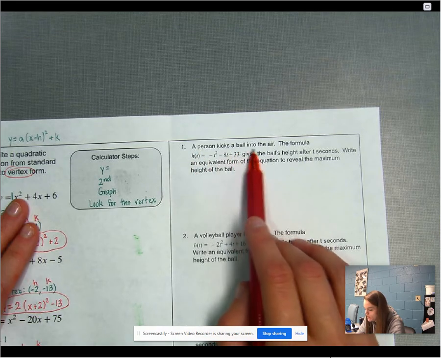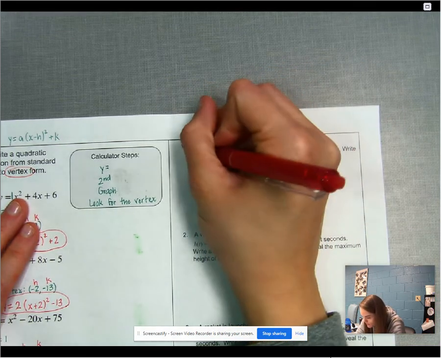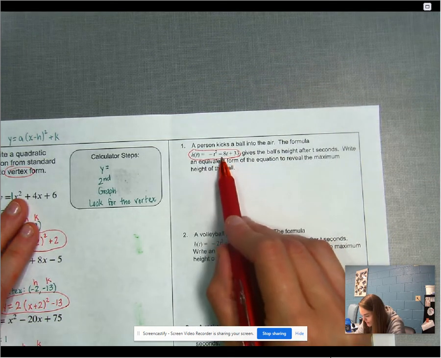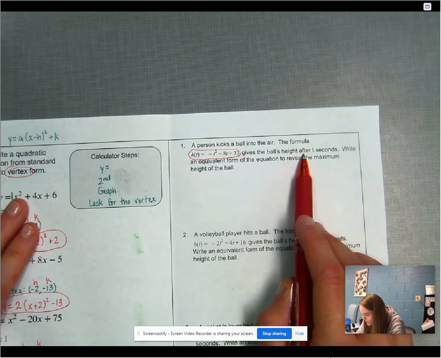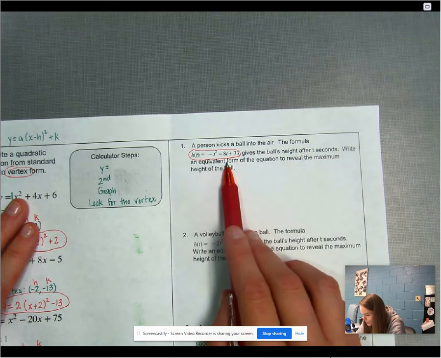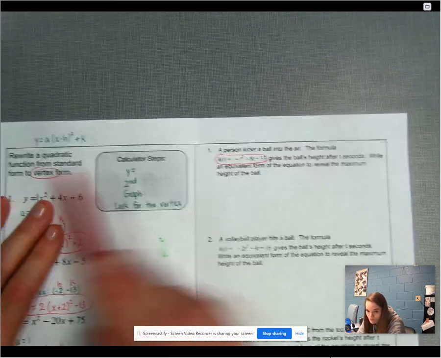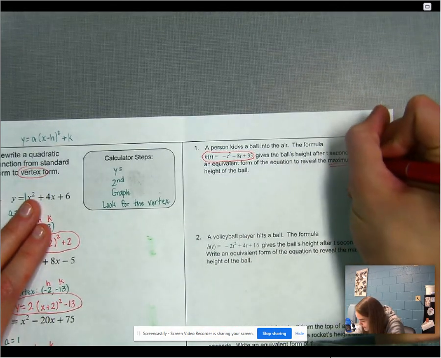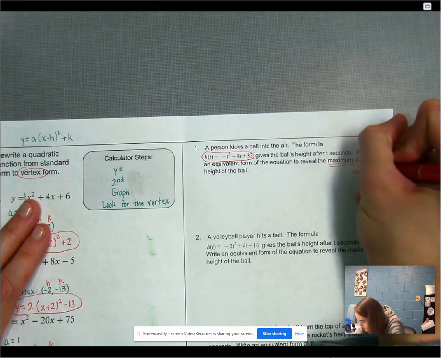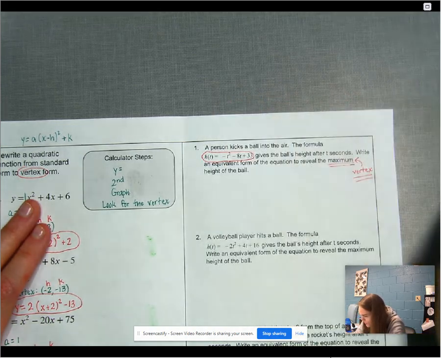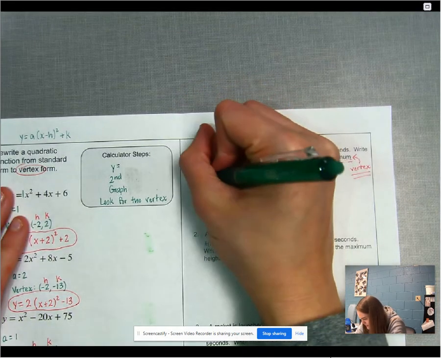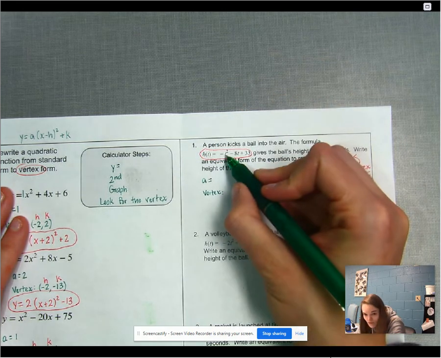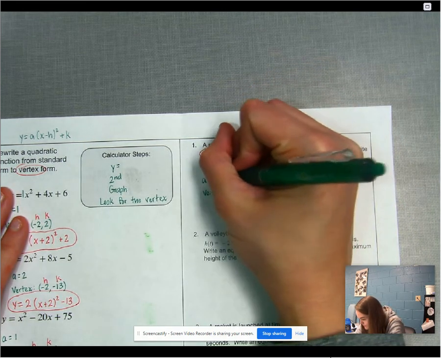Number 1, a person kicks a ball in the air. The formula, h of t equals negative t squared minus 8t plus 33, gives the ball's height after t seconds. Write an equivalent form, that means change the form, to reveal the maximum height. If you remember, maximum means vertex. That means we're going to write it in vertex form. So we are going to need A, and we are going to need the vertex. A, right here, is negative 1.